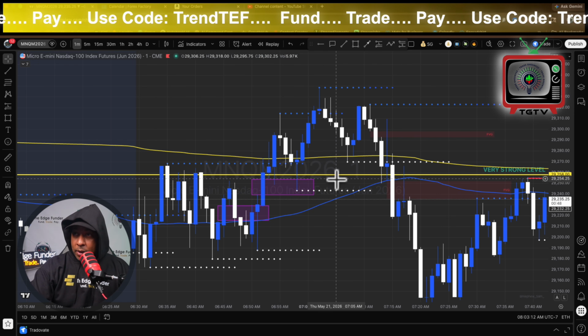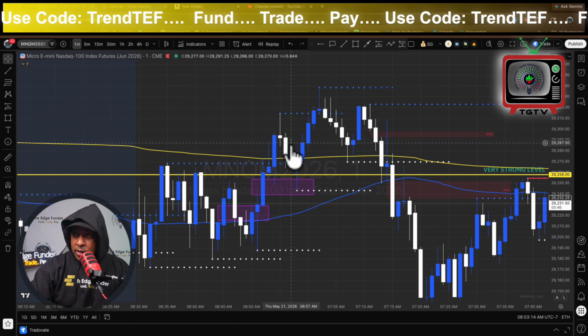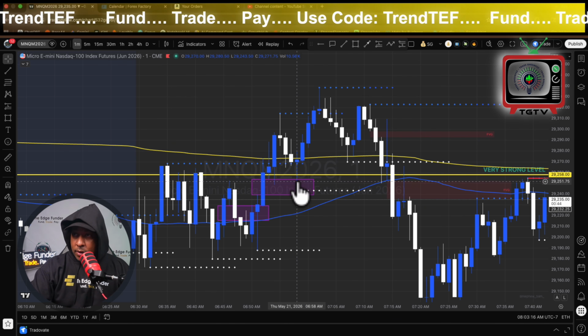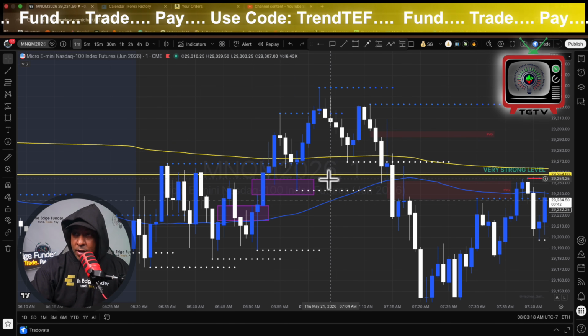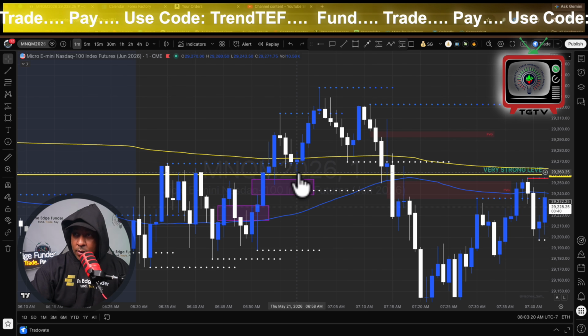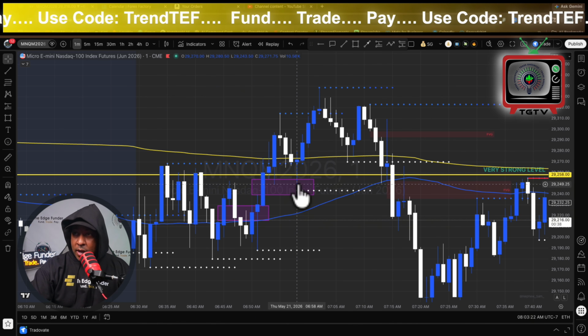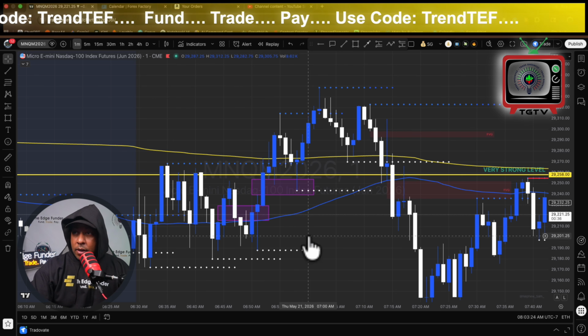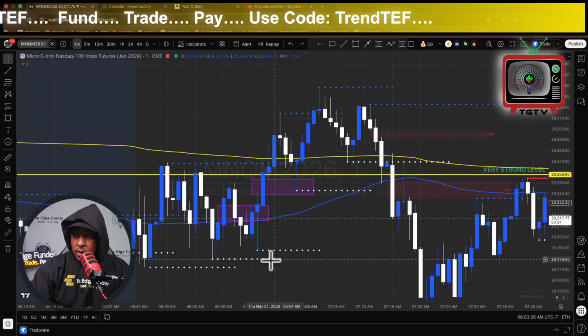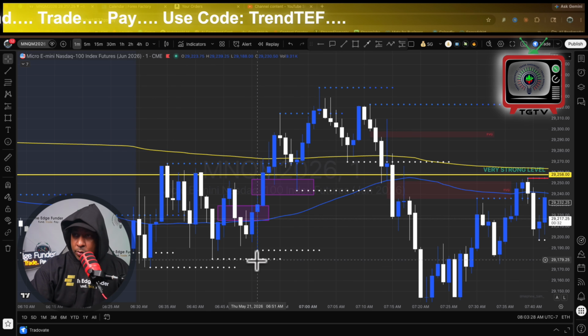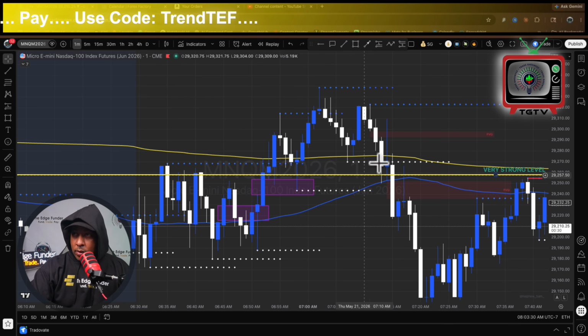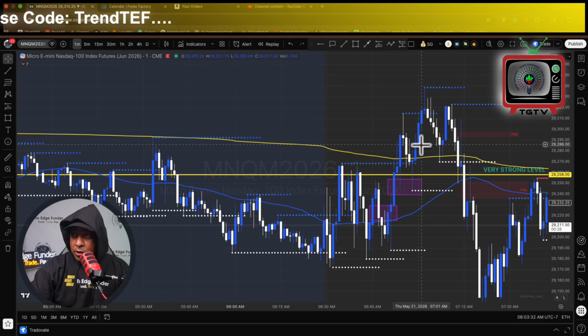So I placed my entry here, and actually this candle came down. I placed my entry right above the fair value gap here. And this candle came down, tapped into the fair value gap, which tapped me into the trade. My stop loss was here at this previous swing low. And I'm in the trade.